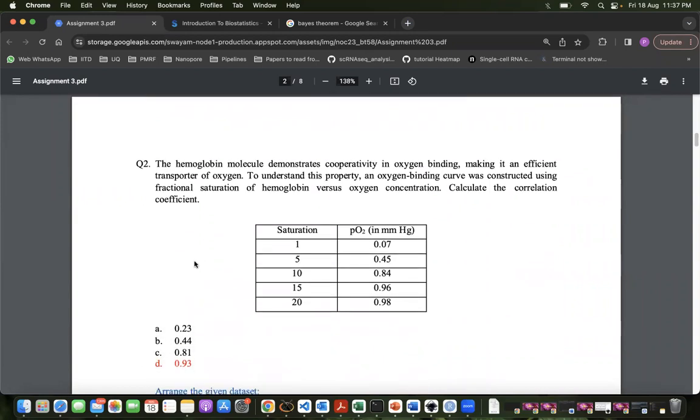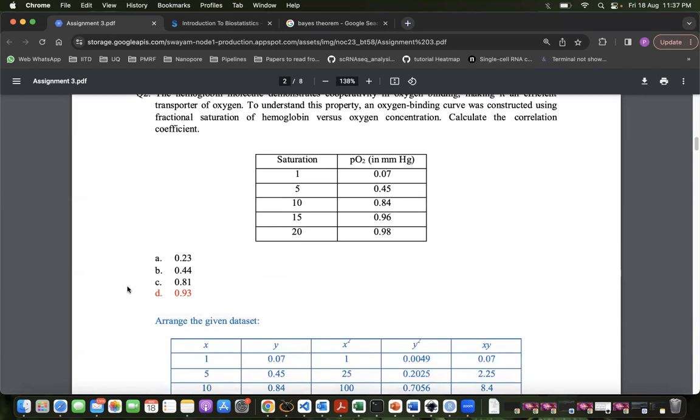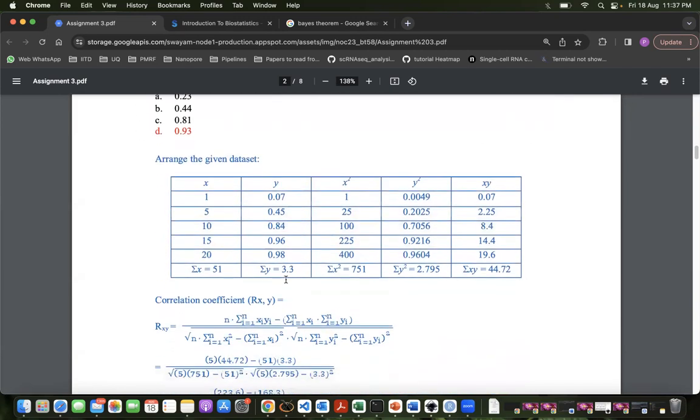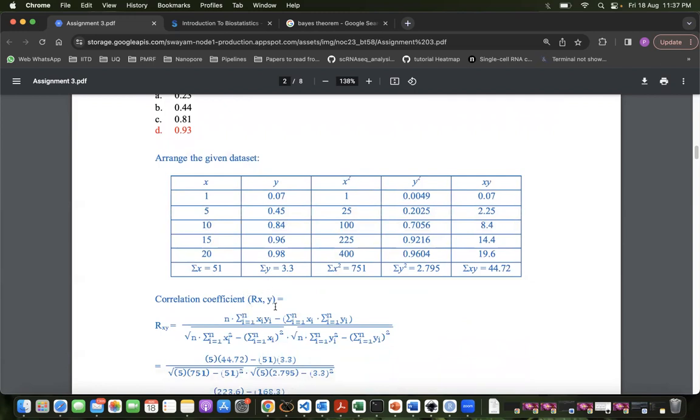Okay. Next question. Hemoglobin demonstrates cooperativity in oxygen binding, which makes it an efficient transporter of oxygen. An oxygen binding curve was constructed using the saturation of hemoglobin versus how much oxygen in mm of Hg was binding. So now here you want to find the correlation coefficient, right? So for the correlation coefficient, you have this formula: the covariance divided by the standard deviation.